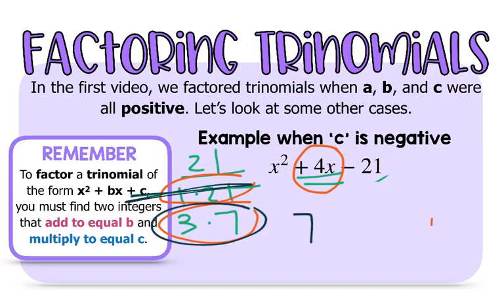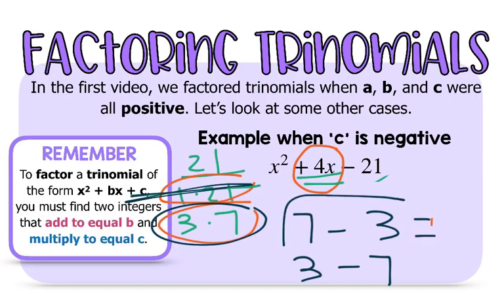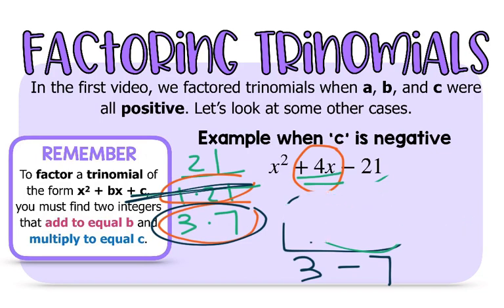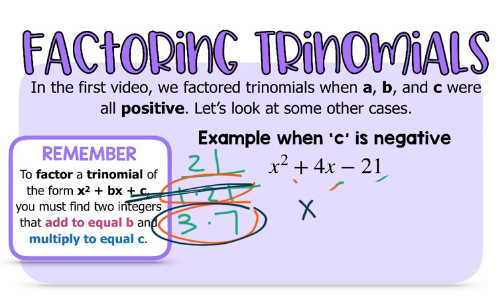Am I going to do 7 minus 3, or am I going to do 3 minus 7? Which one will get me positive 4? And the answer is 7 minus 3 gets me positive 4. So what was negative there? Was it the 3 or was it the 7? Well, it was the 3 because we did positive 7 minus 3. So when I go to write my factors, I just have to make sure I put the negative on the 3. So I'll write it like this: x minus 3, x plus 7.